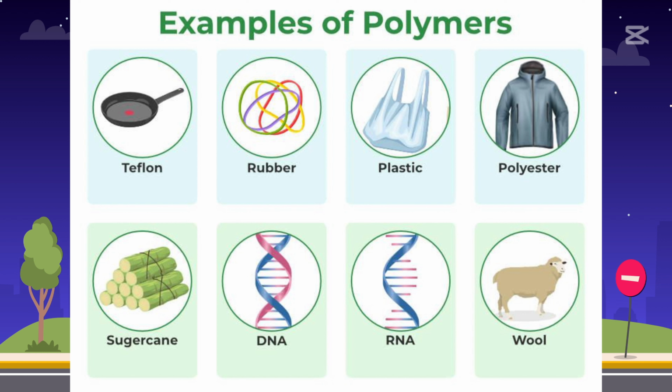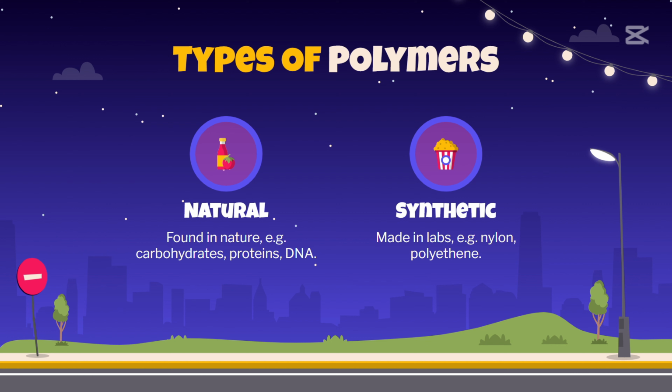You know that sugarcane, being sweet, has sucrose. And you have to make sucrose by joining thousands of monomers of glucose to give you the actual sucrose. There's also DNA, RNA, and wool that is found on sheep.